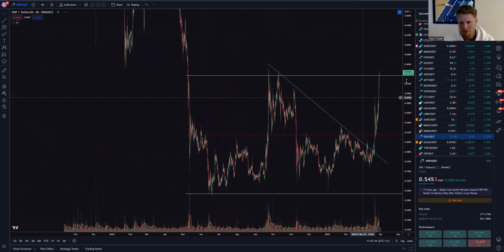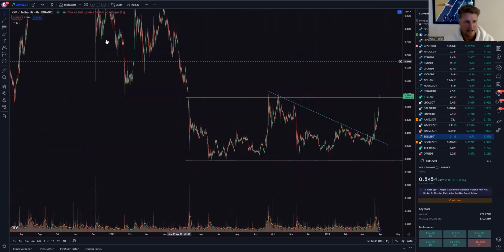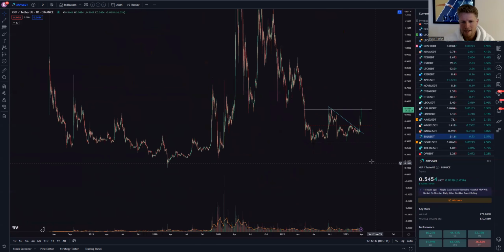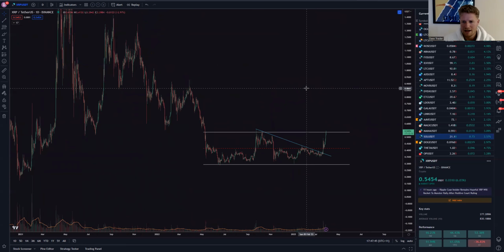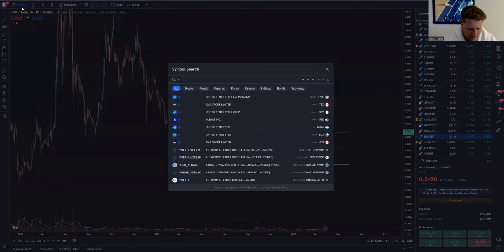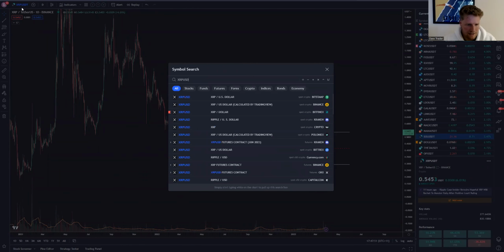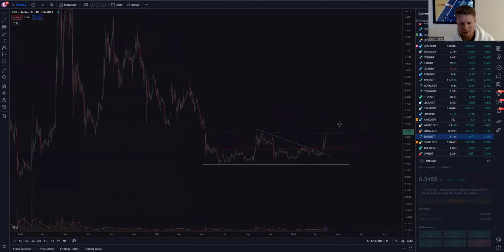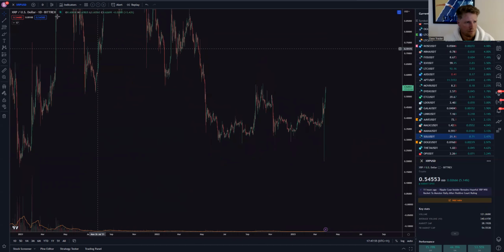Now we're getting to the point where it's about to break out of this range through here, and XRP pumps can get really aggressive. So I'm not sure how high this is going to go, but the first target for me is pretty much 80 cents. But if they do end up winning the court case, this can go to pretty much previous all-time high levels in my opinion.